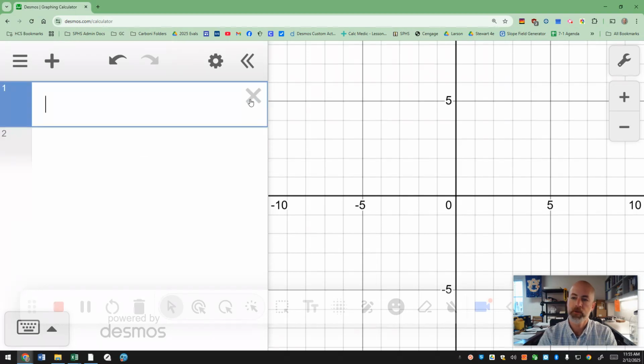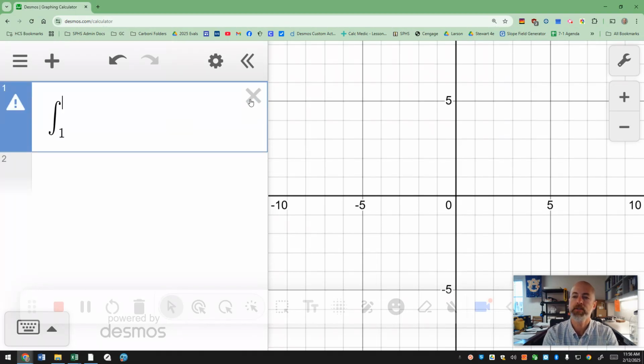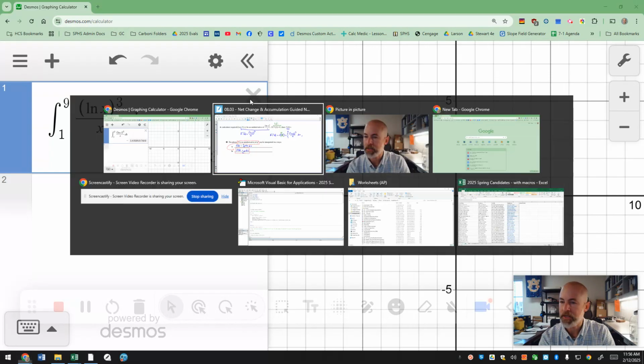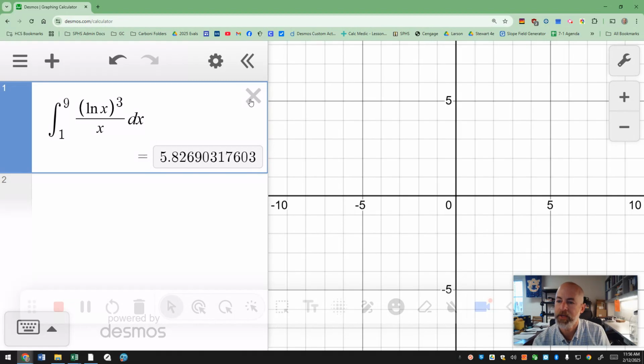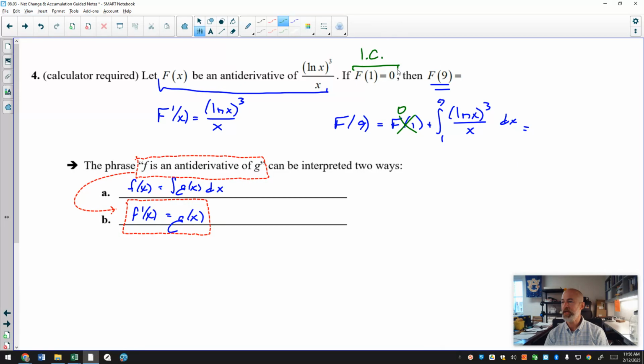The integral from 1 to 9 of my function, it's a fraction, and the numerator was the natural log of x, and the whole thing was cubed. Make sure you don't cube only the x. That was over an x times dx, and I'm going to double check that I plugged that in correctly. ln of x cubed over x, and I did, and I'm getting 5.8269. And do remember, in the world of AP Calculus, you must be accurate to that third decimal. In this case, on the AP exam, they would accept 826 or 827.